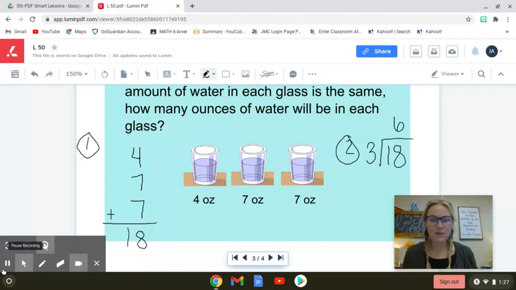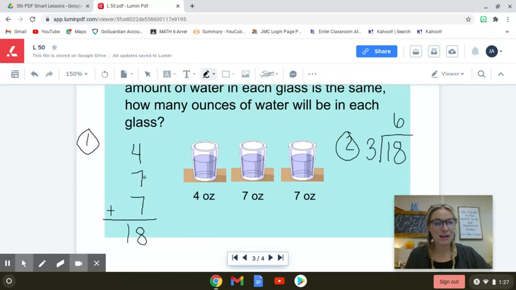All right, so whether you solve this mentally or on paper, I'm going to talk through my steps. I've added up my 3 numbers. So I had 4 and 7 and 7. So 4 plus 7 plus 7, I got a total of 18. But now in step 2 over here, I needed to take my total of 18 and divide it by 3.